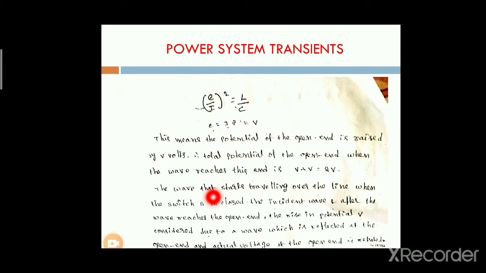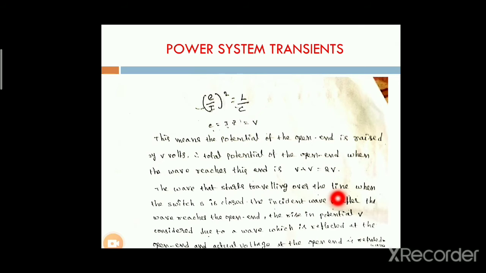If the switch S is in the closed position, the wave starts when we apply the voltage to the transmission line, and that wave is transmitted from the sending end to the open circuited end. Then it raises the potential V, that means the voltage.